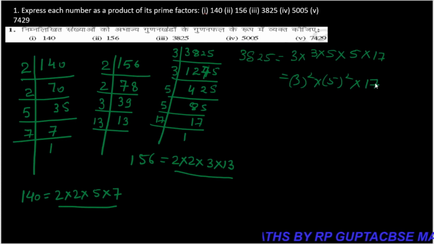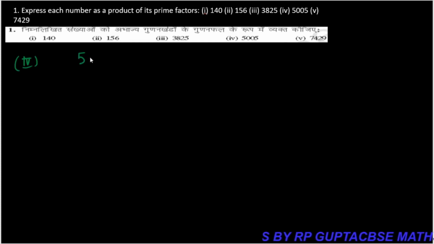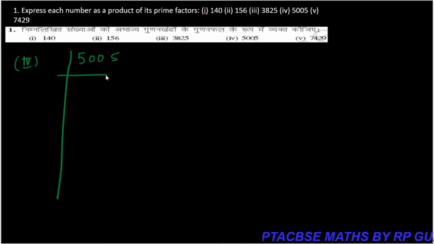so let me explain you the remaining part. Two parts are remaining. I had solved the first part, second part and third part. Now I am going to solve the remaining parts. 5005. The number is 5005. So how to do this thing? Again I will divide this number by 5.